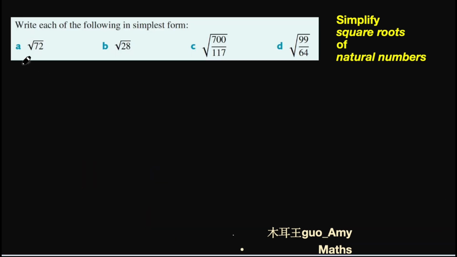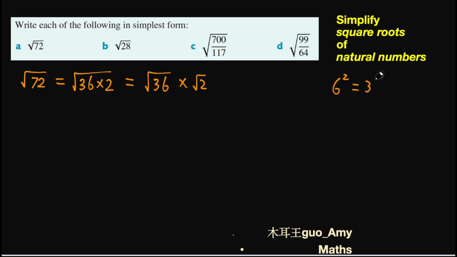Then the simplest form is 5 times root 2. Now let's look at this example. For part A, we have root 72. Similarly, 72 can be factorized to 36 times 2, and using the property it can be separated into root 36 times root 2, and 36 is 6 squared, therefore root 36 simplifies to 6. Then the simplest form of root 72 is 6 root 2. Then for part B, root 28.